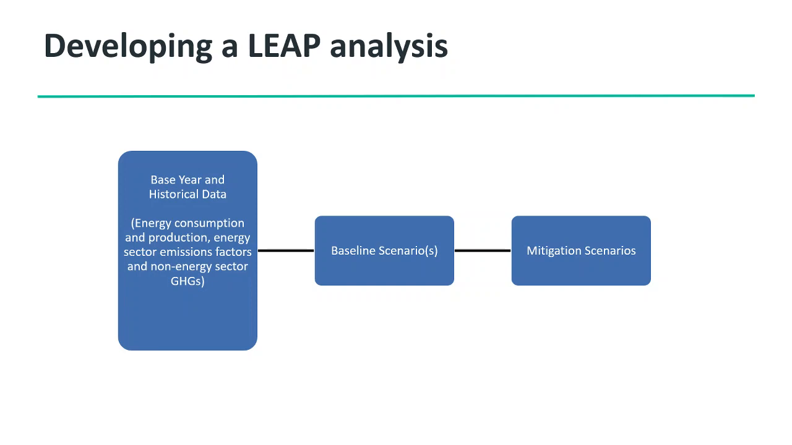We then develop a baseline scenario projecting emissions from our last historical year, maybe 2018, into the future to 2030 or 2040 or 2050, depending on what you think is most useful, to develop a baseline scenario of how we expect things to change. So this is our reference scenario, which we can use to compare with other scenarios. And these would be our then mitigation scenarios.